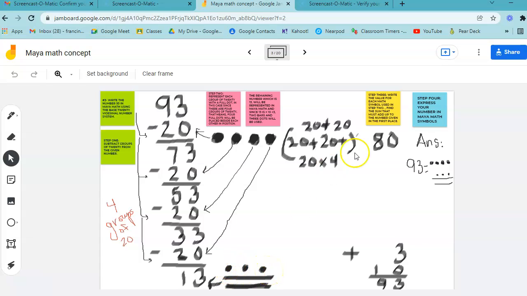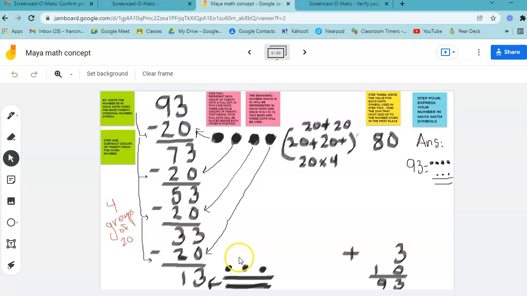Good. So we move over now to step 3. We want to write the value for each math symbol used in step 2. And at the same time, we want to find the sum that must add up to the number given in the first place. So, because we know that there are 4 full beans, of 20 units each, we can multiply 20 times 4, or we can add 20 plus 20 plus 20 plus 20 to give us a value of 80.